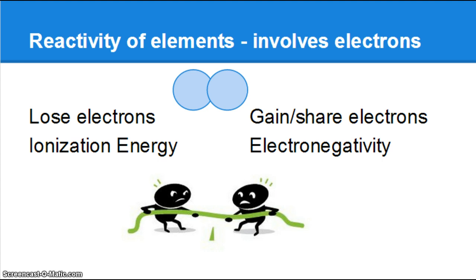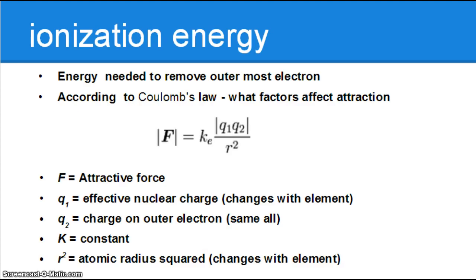Well, ionization energy is something that you could probably figure out just from the word itself. So an ionization energy is the energy needed to ionize something. Specifically, it's the energy needed to remove the outermost electron. And this energy is based on something called Coulomb's law, which you might have had in physics. And it's this equation right here.